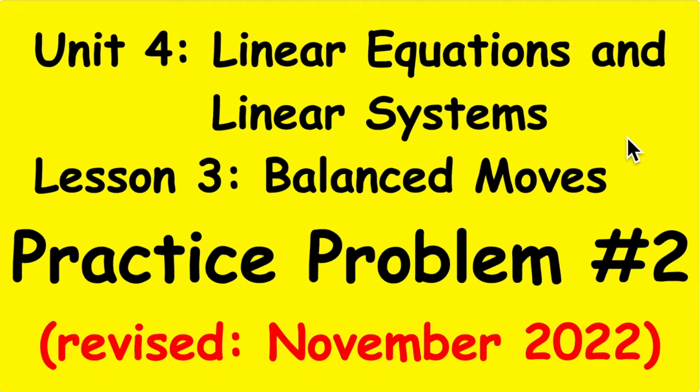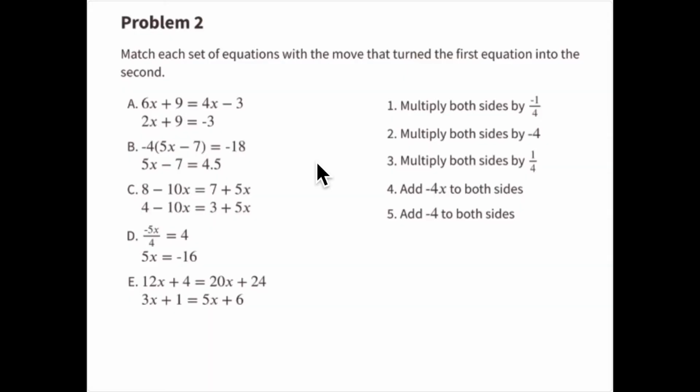This is practice problem number 2 from lesson 3, balanced moves, in unit 4, linear equations and linear systems. And this is a revised version of practice problem number 2. In this problem, you're supposed to match the set of equations, equation 1 going to equation 2, each set with the move that gets you from the first equation to the second equation.